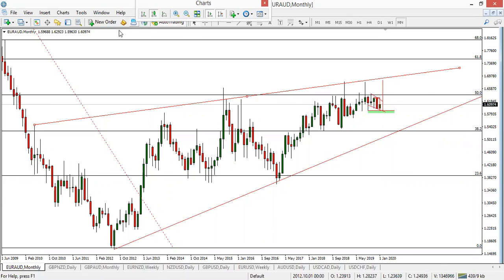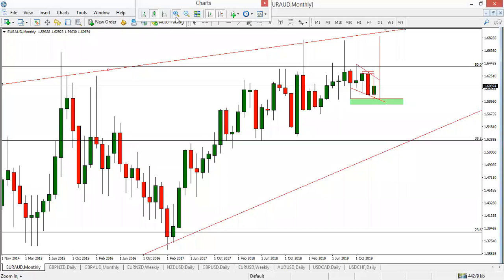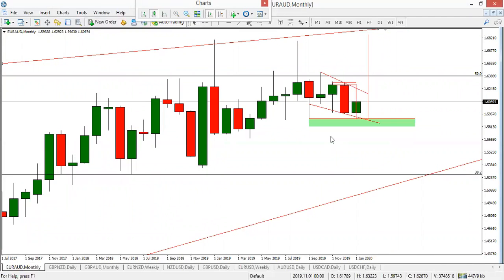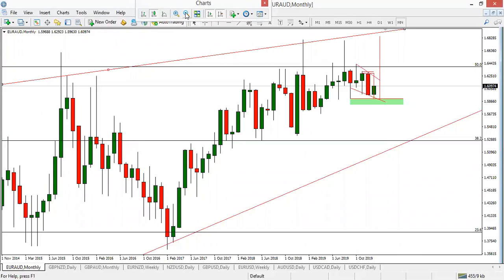So this chart right here is Euro AUD, Euro Australian dollar. On the monthly, you could see that this pair has just bounced over resistance on the monthly time frame, and we have very long candles, very long bloody candles here, which is giving us bearish direction basically.